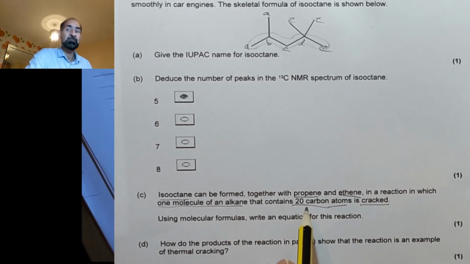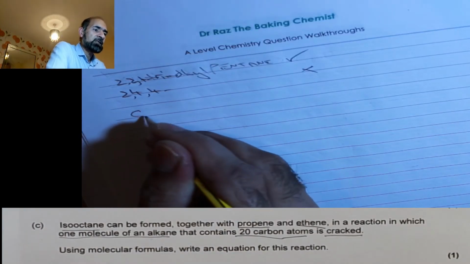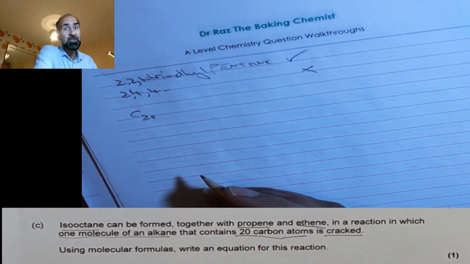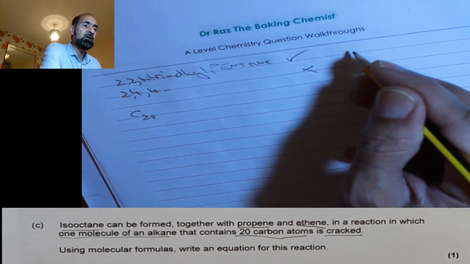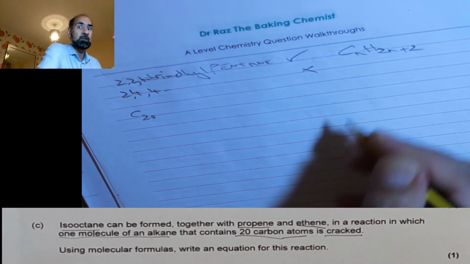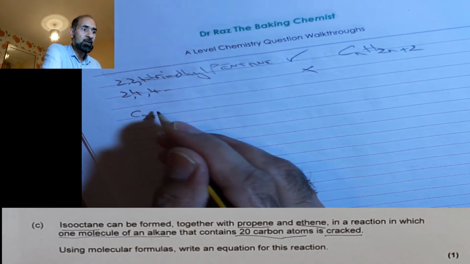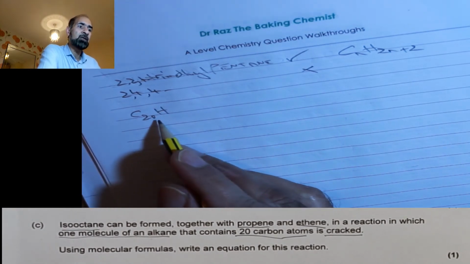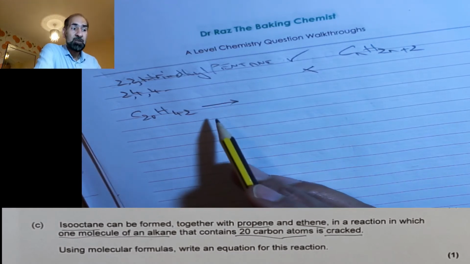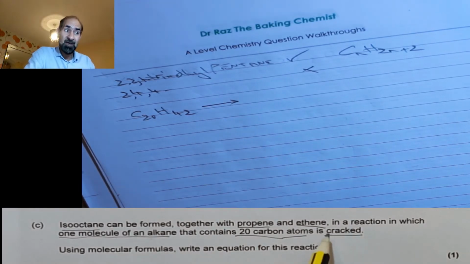So the first thing I need to know is the molecular formula of an alkane that has 20 carbon atoms. So here we go. So C20, and of course, if you know your GCSE stuff, you would have done general formulas. The general formula of an alkane is CnH2n+2, just in case you don't know. So an alkane with 20 carbon atoms has how many hydrogens? 42. So that's the first of your problems, working out the formula of an alkane with 20 carbons. And now, this is cracking, yeah? So you're cracking that alkane to give you these three things, okay?